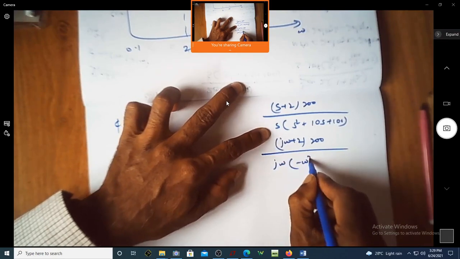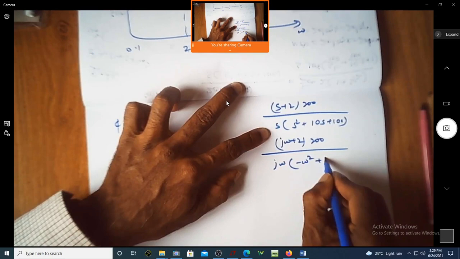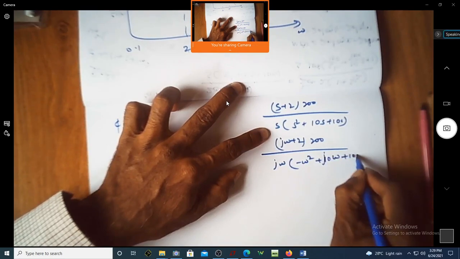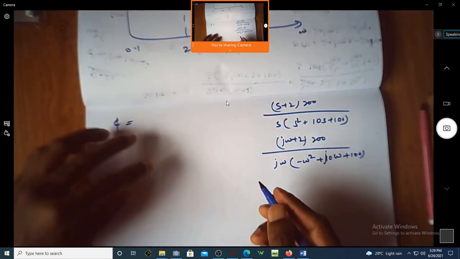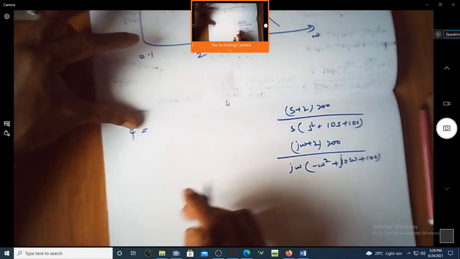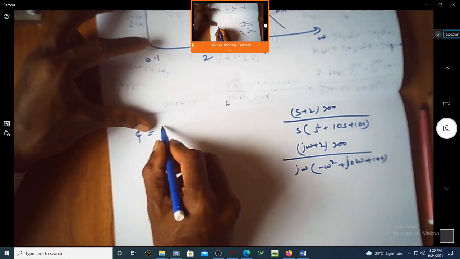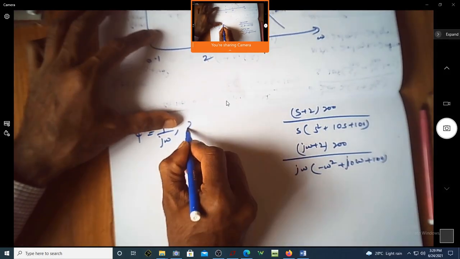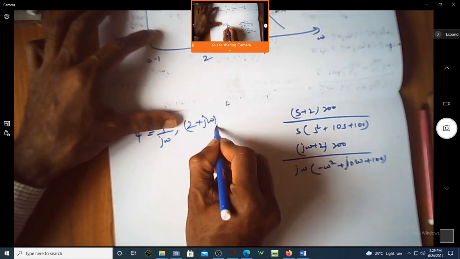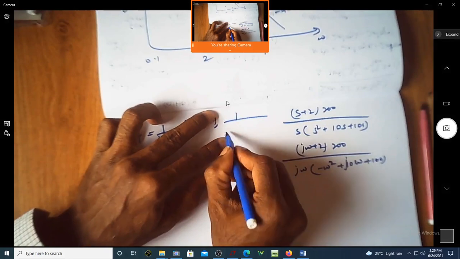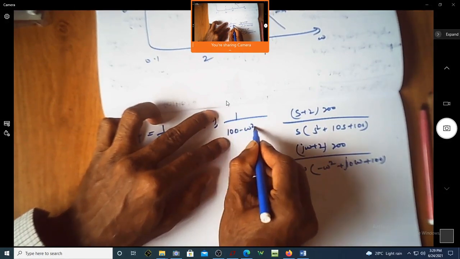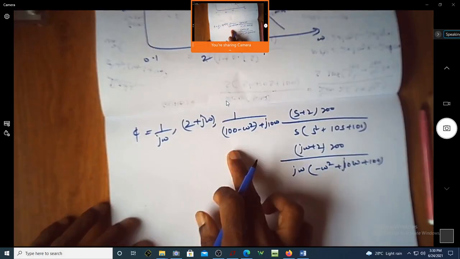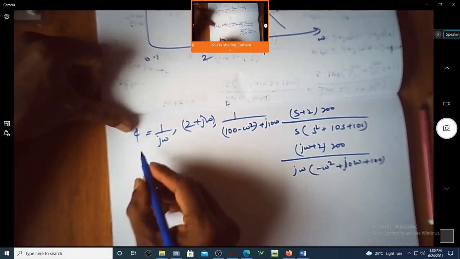into minus omega square plus 10 j omega plus 100? Yes, sir. Can I now find the phase equation? So the phase: one is due to 1 over j omega, next is due to 2 plus j omega, and next one is due to 1 over 100 minus omega square plus j 10 omega. These are the phase terms, no? Yes, sir.